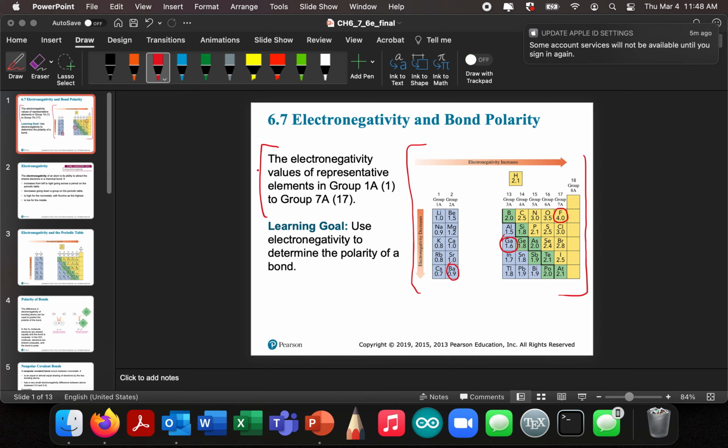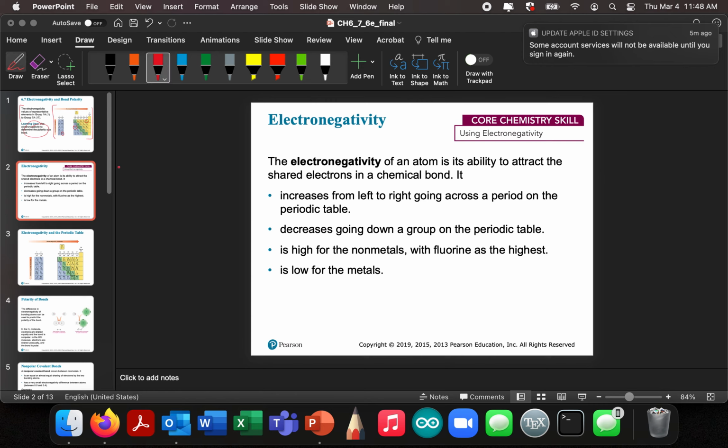So the learning goal for this section is to use electronegativity to determine the polarity of a bond, and that's going to give us lots of information that we'll use later, all right? So first of all, electronegativity of an atom is defined as its ability to attract shared electrons in a chemical bond. Now, it increases from left to right across the periodic table, and it decreases going down a group. It's high for nonmetals, where fluorine is the highest, and it's low for metals.